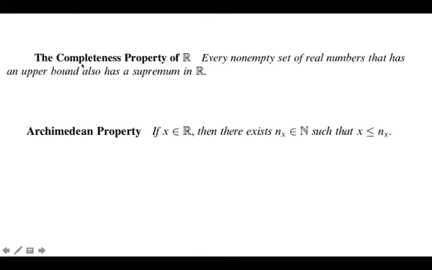And the completeness property of R: every non-empty set of real numbers that has an upper bound also has a supremum in R. Remember the completeness property of R. And the Archimedean property: if x belongs to R, then there exists n_x belonging to the natural numbers such that x is less than or equal to n_x. That is, every real number is less than some natural number.